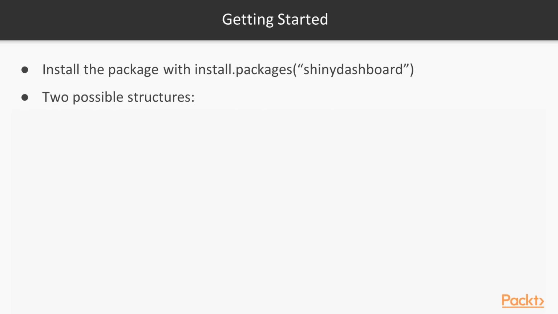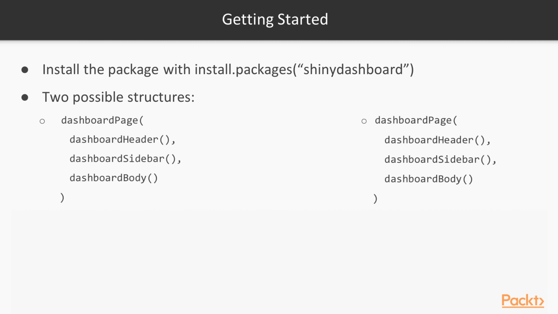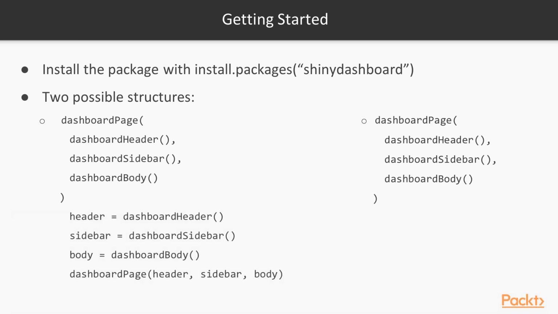There are two ways of structuring the code file for a Shiny dashboard. It requires the setup of three components: dashboard header, dashboard sidebar, and dashboard body. These three components can be passed to dashboard page very simply, as shown here in the first code snippet. Or the header, sidebar and body can all be set up separately, as shown in the second code, and then dashboard page can be passed the components already set up.